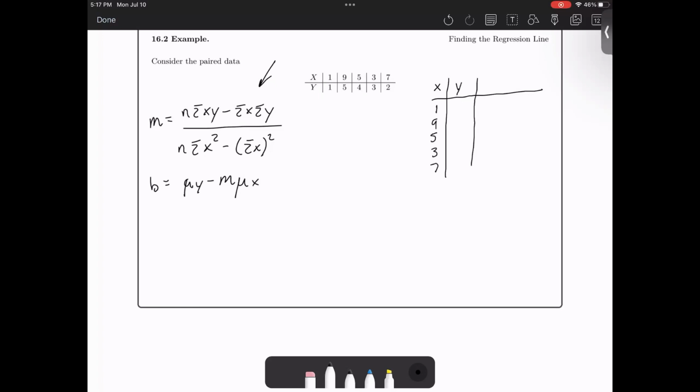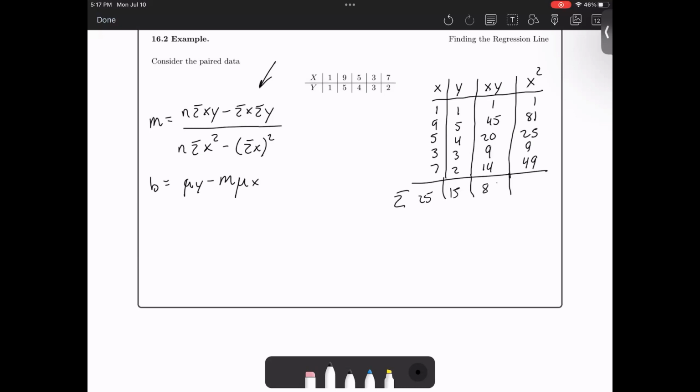We'll give ourselves y values: 1, 5, 4, 3, and 2. We need x times y's, and x squareds. So go ahead and pause the video if you'd like and fill out the rest of this table with me. And at the end, give yourselves sums. Okay, so we have those sums.